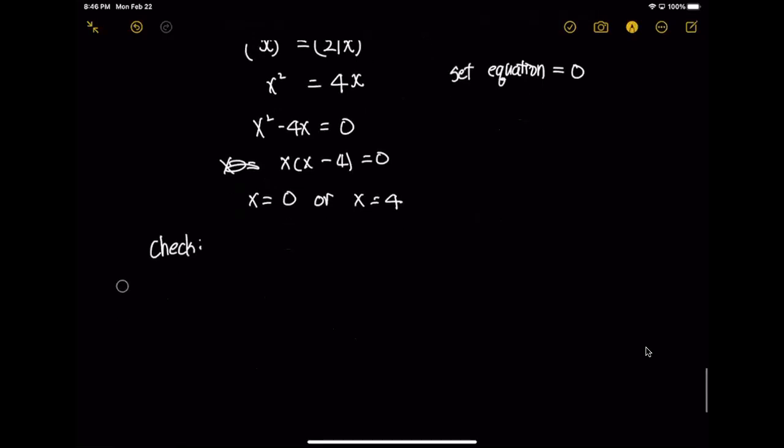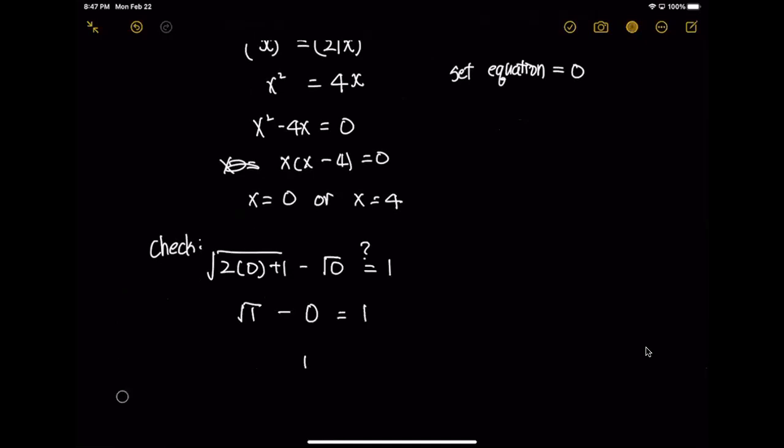Let's check x equals 0 first. I have square root of 2 times 0 plus 1, minus square root of 0. We don't know if this equals 1. 2 times 0 equals 0. I have square root of 1 minus square root of 0, which is 0. Square root of 1 is 1. 1 minus 0 is 1. So that means this equals 1. So we know that x equals 0 is one of the solutions.